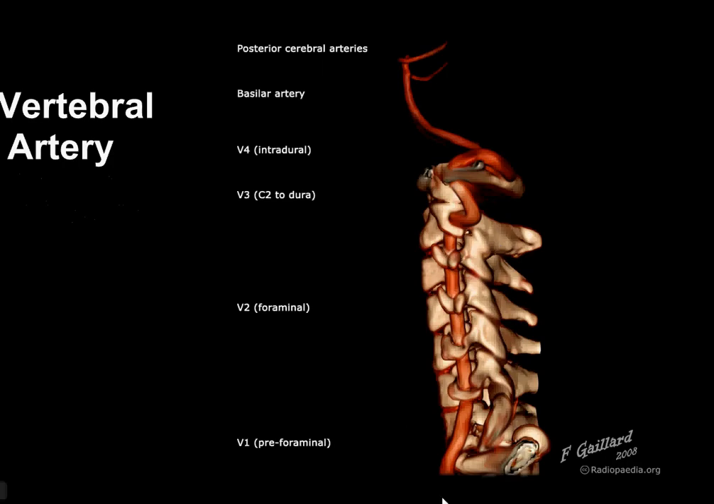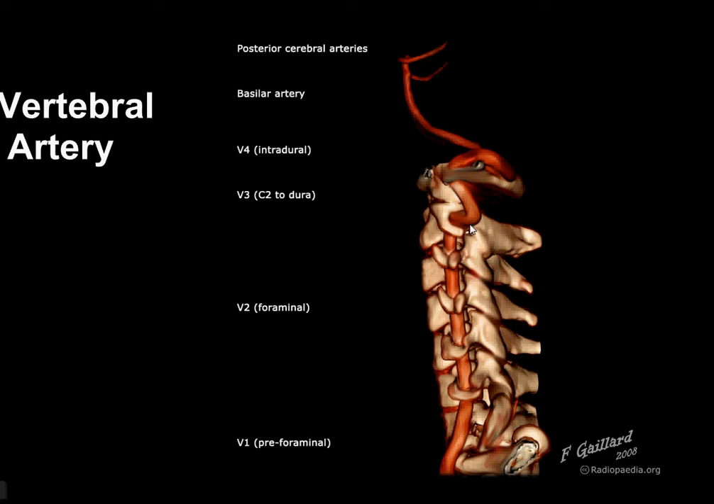Vertebral artery, pretend that the subclavian artery is coming off, giving off the vertebral artery down here. The V1 segment is preforaminal. Then the vertebral artery enters into the C6 transverse foramen, then travels up to C2, and during this time it's called the V2 or foraminal vertebral artery.